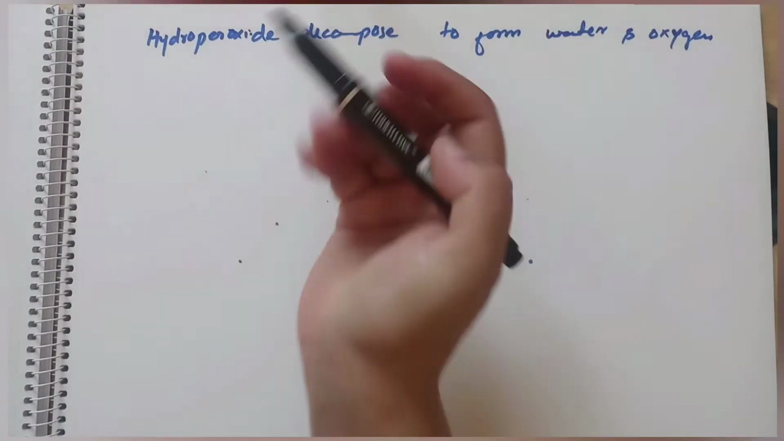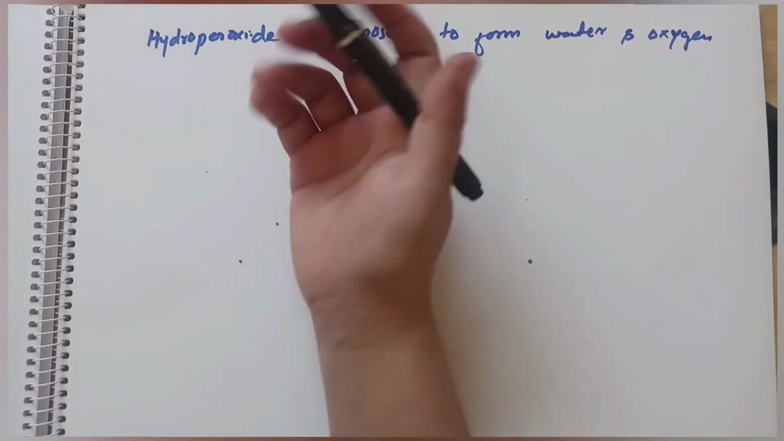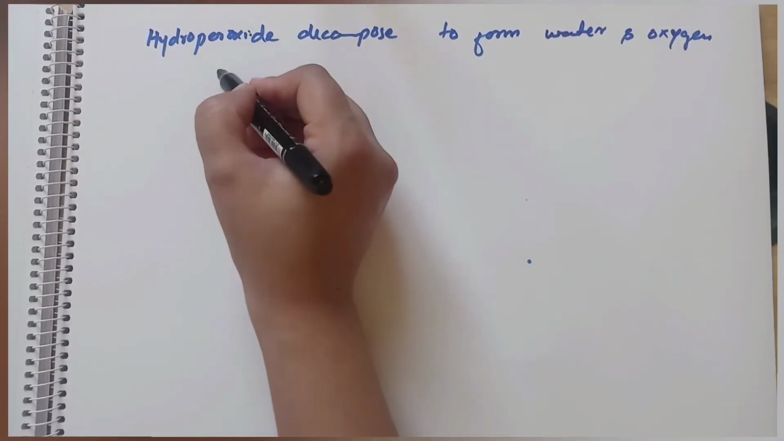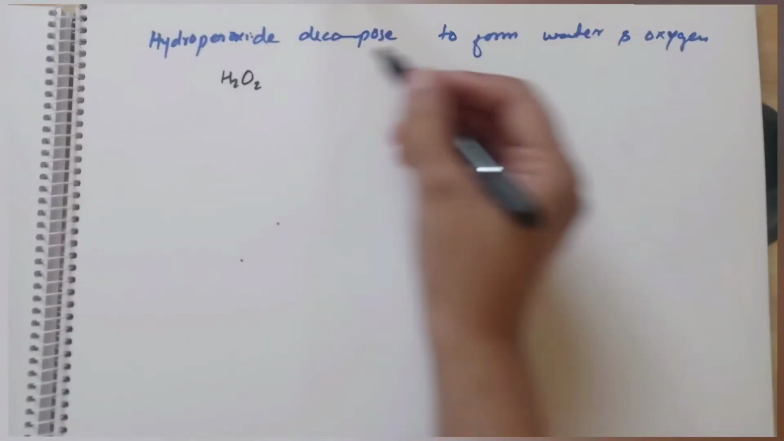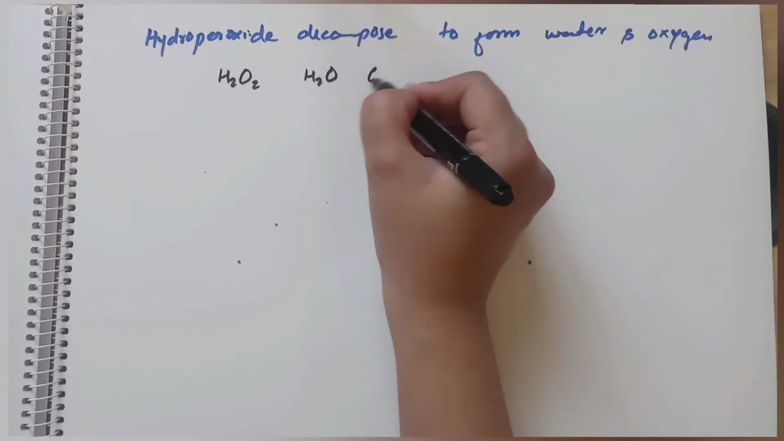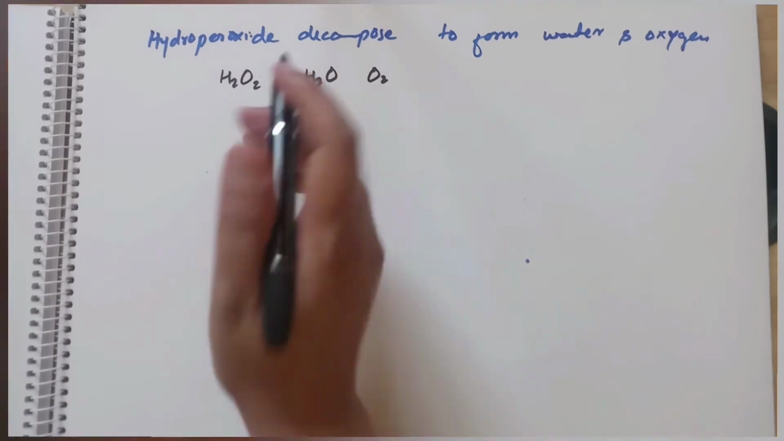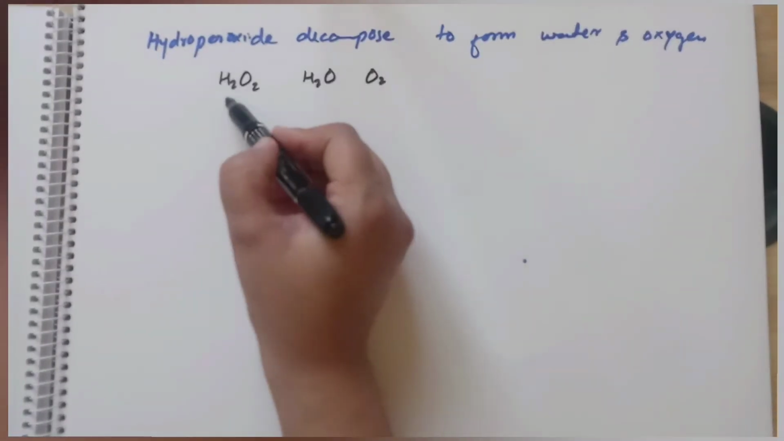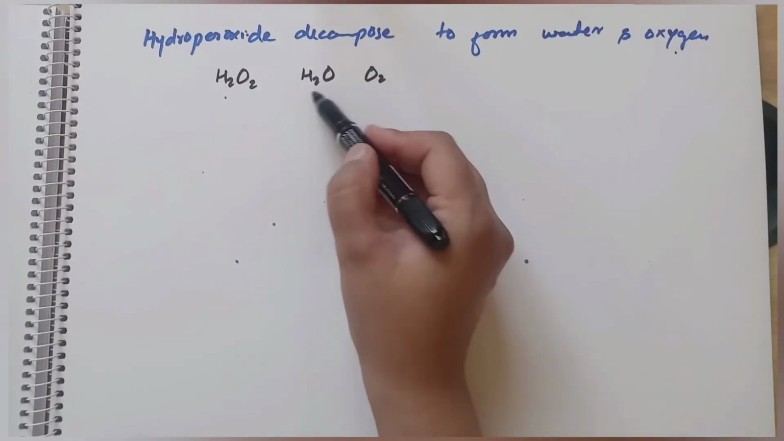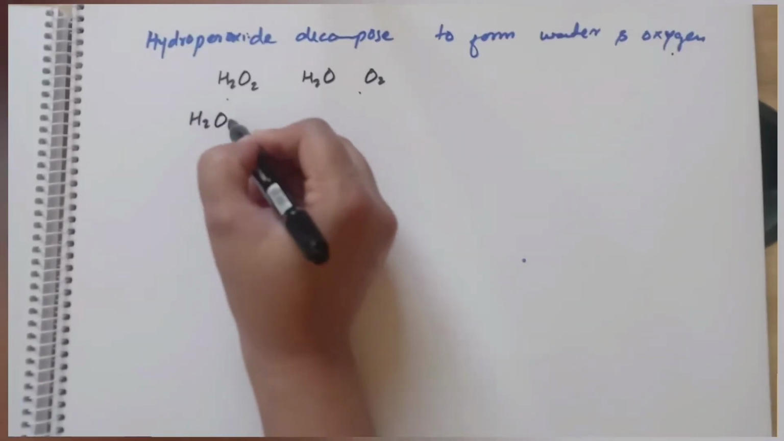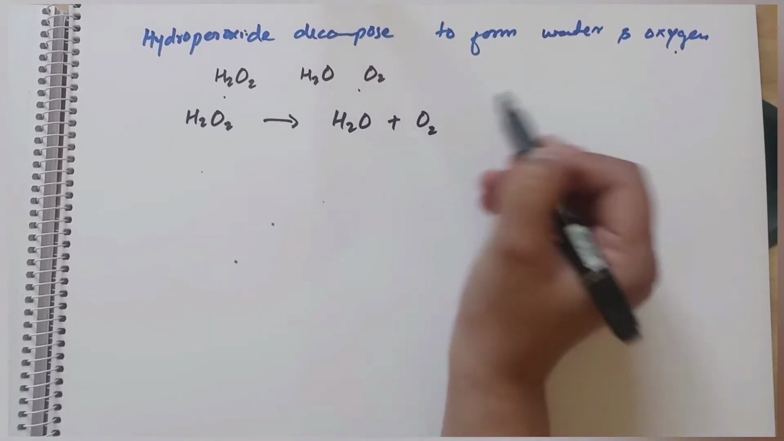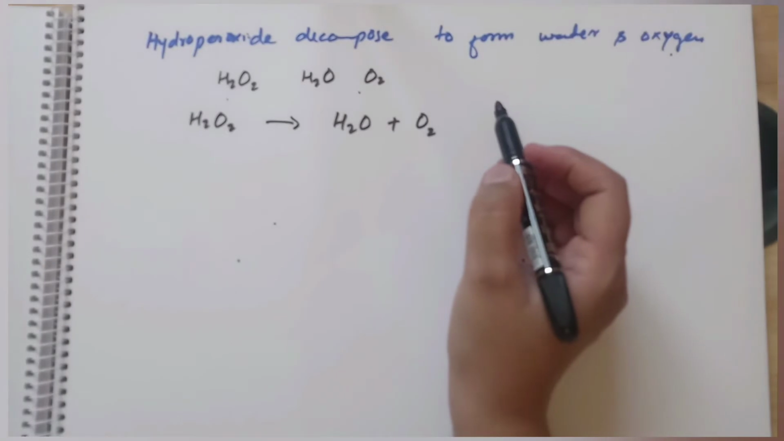So how can we write the formula? Again, we follow the steps. Number 1, write the formula of the substances. Hydrogen peroxide is H2O2. Water is H2O. Oxygen is O2. So applying the rule, the substance which is decomposed is the reactant, and the new things which are formed are the products. So H2O2 gives us H2O and O2, oxygen.